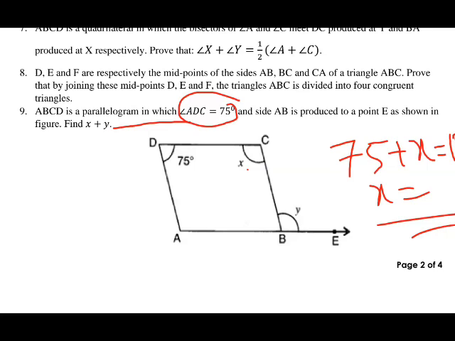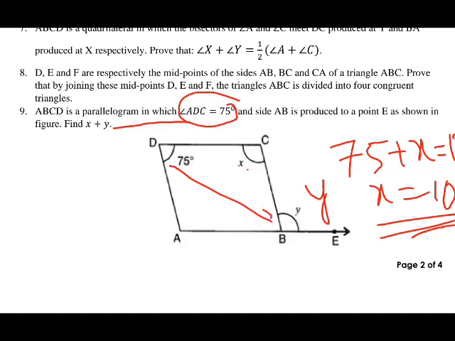What is X, beta? 105. What is the answer? I cannot hear you, beta. 105? Sure? Yes, it is 105. Okay, X is equal to 105. What is Y now?